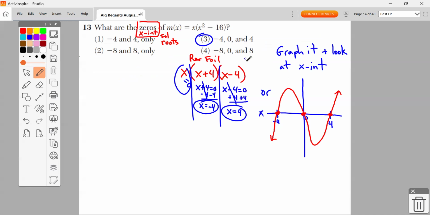So that's choice 3. The other way to do it is to do reverse FOIL to that binomial in the middle. That's really the difference of two perfect squares, x plus 4 and x minus 4. And you also have the x over here. Remember, if you're finding the zeros, you have to set each one of those equal to 0. So x equals 0 at the beginning, x plus 4 equals 0, and x minus 4 equals 0. When you solve those equations, you get 0, -4, and 4.